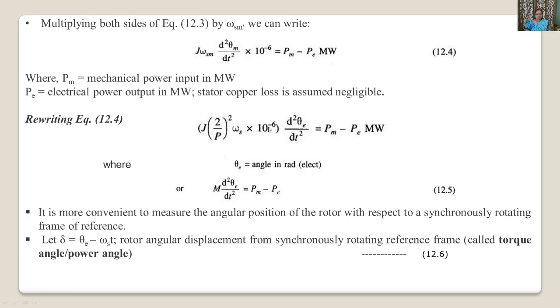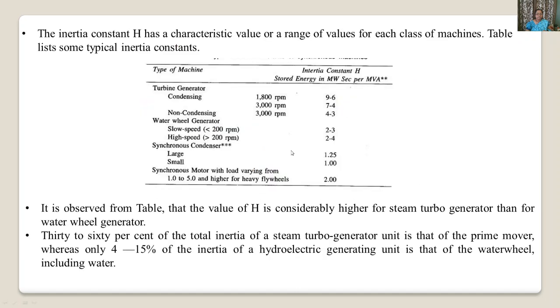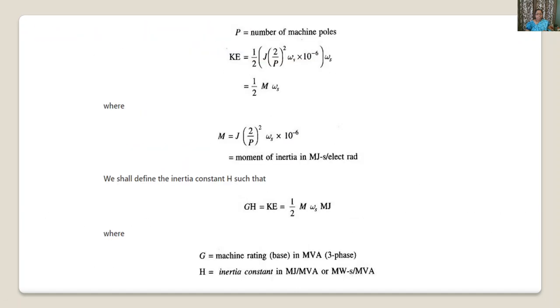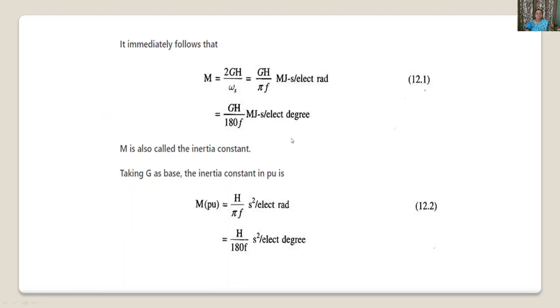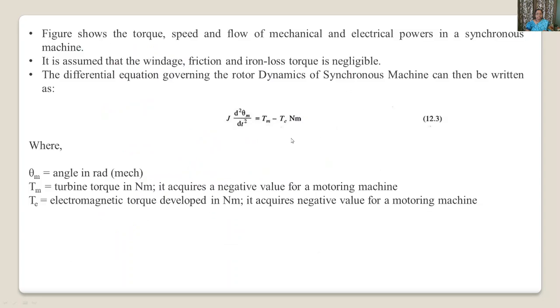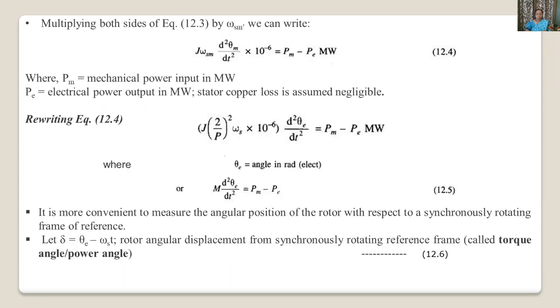Now this expression in the bracket, we have already derived here: M is equal to J into 2 by p bracket square into omega s into 10 to the power minus 6. So here we can put this as M. So it is M d2 theta e by dt square is equal to Pm minus Pe. Theta is the angle in electrical radian.